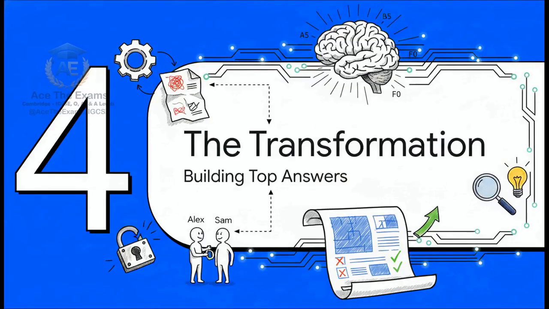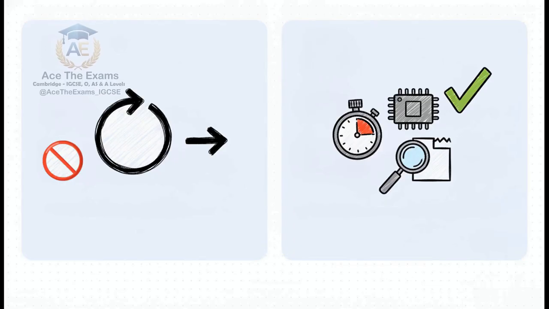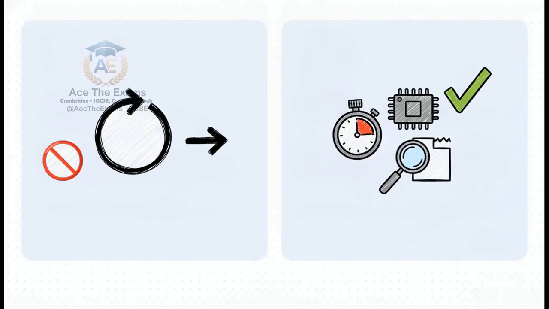Section 4, the transformation. Let's see exactly how this methodology builds a top-scoring answer by replacing weak, generic statements with highly specific, context-driven solutions. Think about a typical answer. A generic answer simply suggests, use a loop to check the hex value. Well, that might get you a single, lonely knowledge mark.